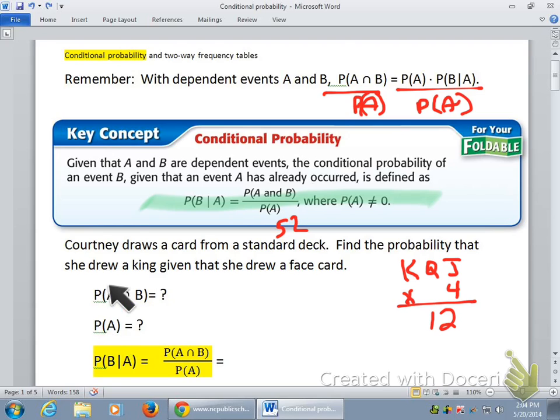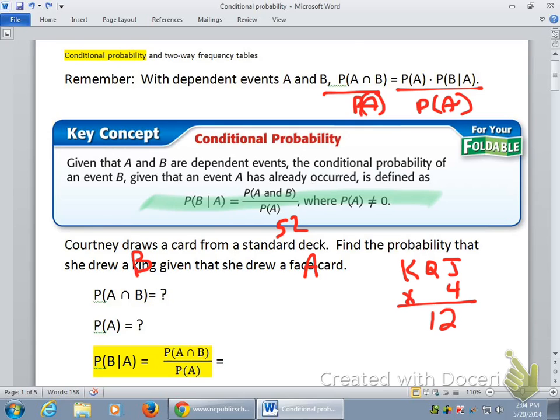Well, actually, you know what? I don't know which one's A and B. So let's talk about A's and B's. This says the probability of B given that A has already occurred. So I want the probability that I have a king given that I drew a face card. So which one's going to be my B and which one's going to be my A? B is the king. All right, A is the face card and B is the king.